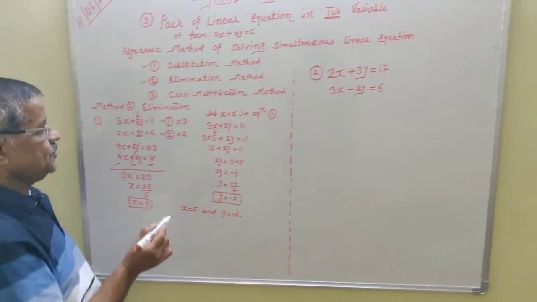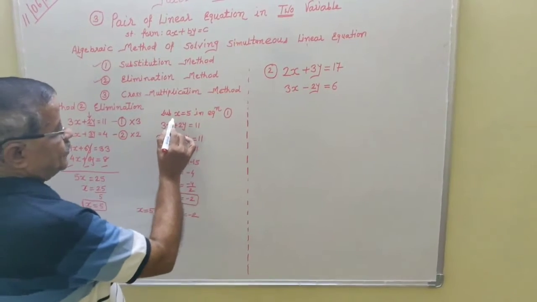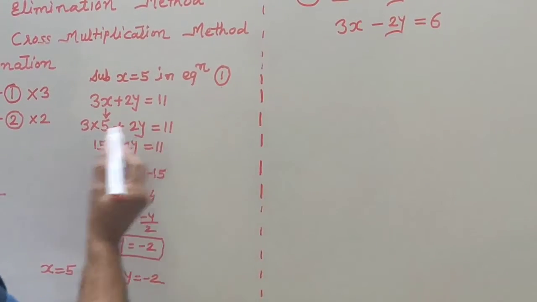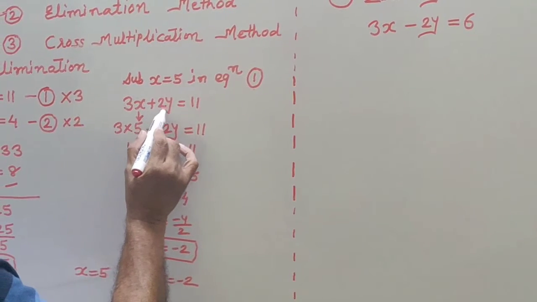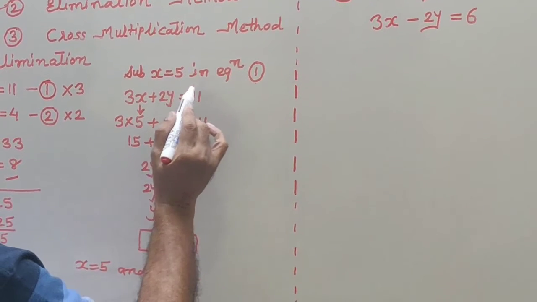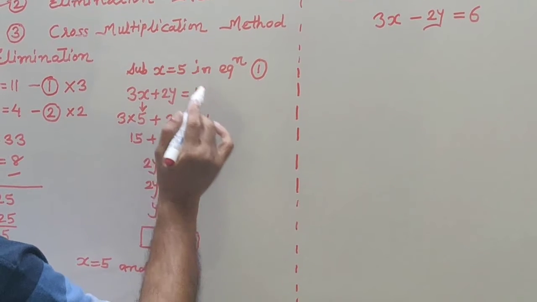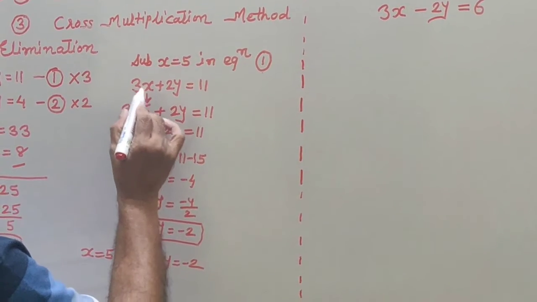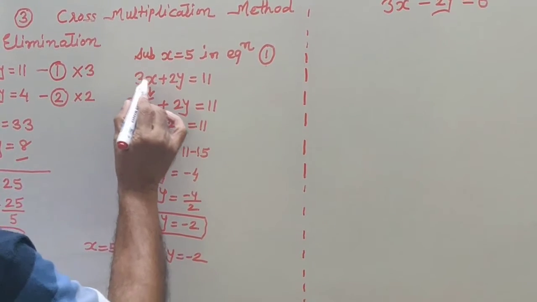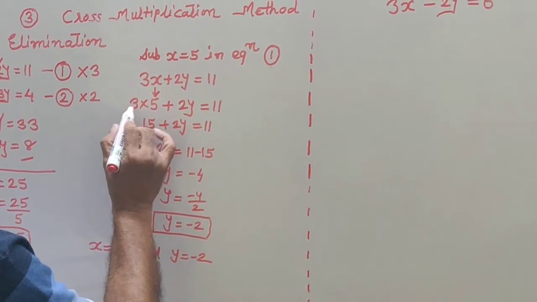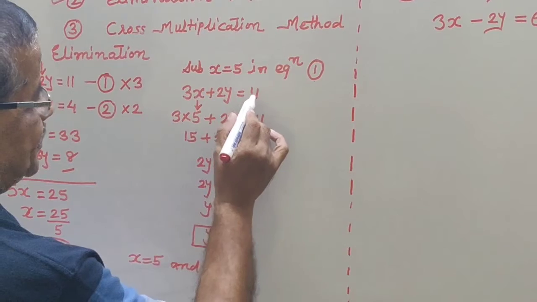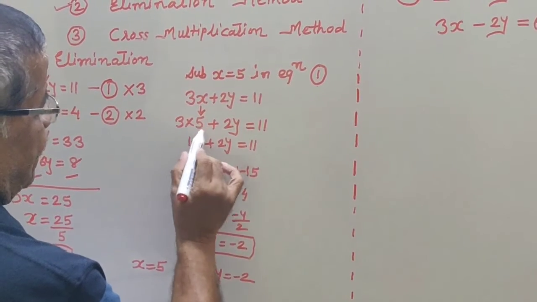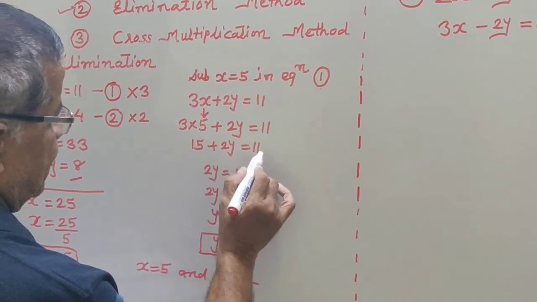Now I will substitute x is equal to 5 in equation 1. Equation number 1 is 3x plus 2y is equal to 11. You can substitute the value of x in equation 2 also, but I am substituting in equation 1. So 3 into 5 plus 2y, which remains the same, is equal to 11. 3 times 5 is 15 plus 2y is equal to 11.